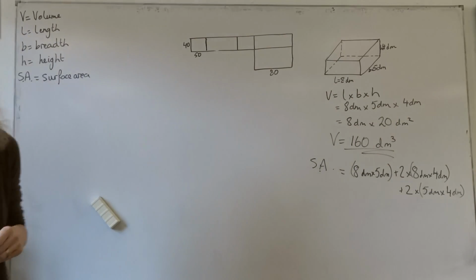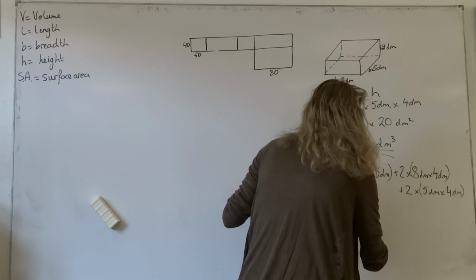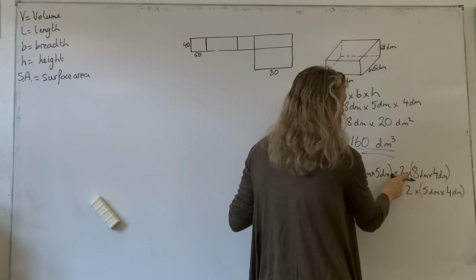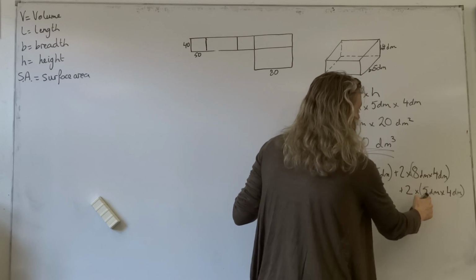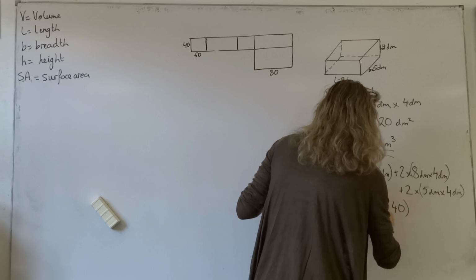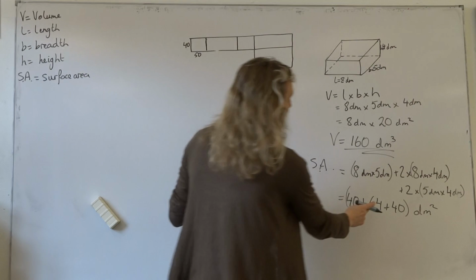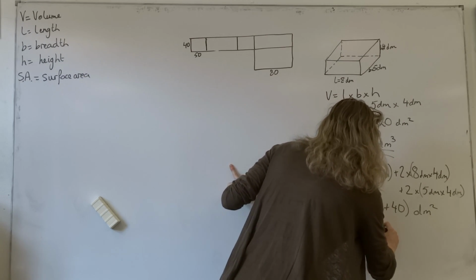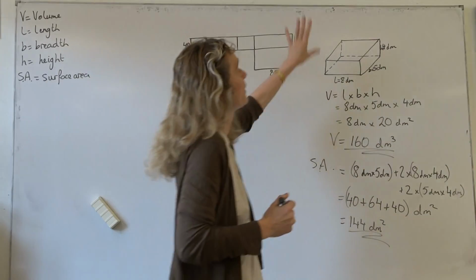Okay? So 8 5s are 40, plus 8 4s are 32, doubled, 64, plus 5 4s are 20, doubled, 40, and they're all going to be decimeters squared. So we get 104 plus 40, 144 decimeters squared is the surface area of this, because there is no lid.